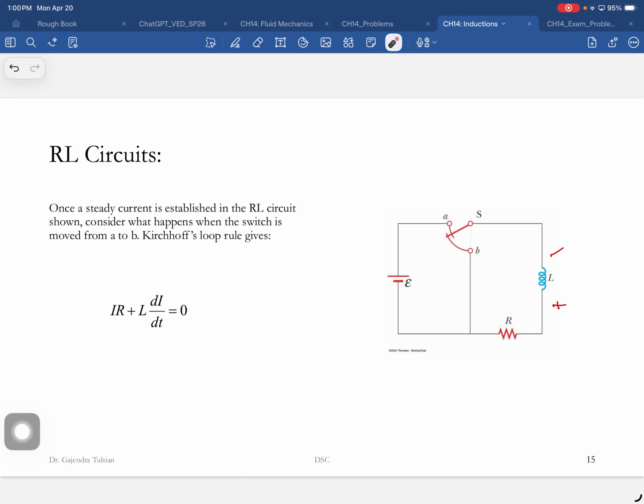And so here's the differential equation for this circuit once you remove the battery. And the solution to this is the exponential solution that you saw. L di by dt is equal to minus R over L I.